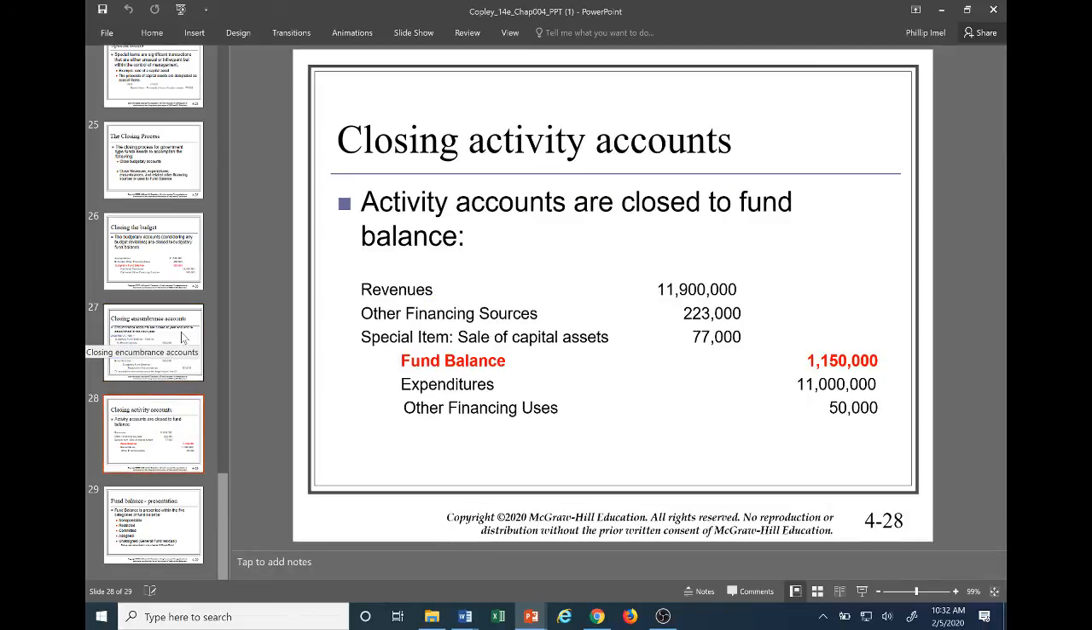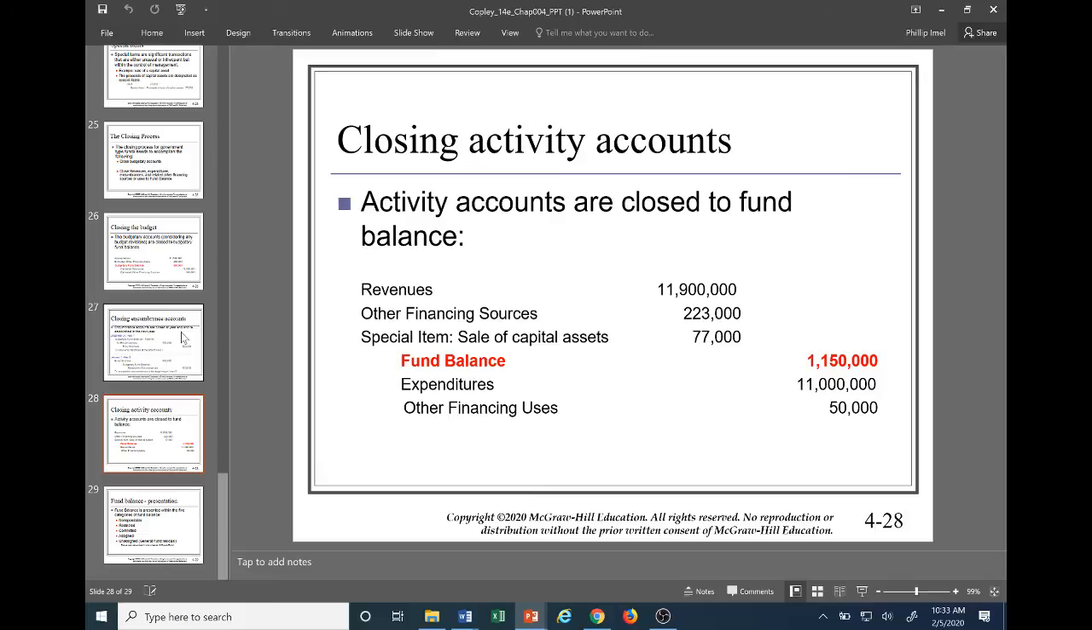So what about activity accounts? Activity accounts are also going to be closed to fund balance. Just remember, budgetary accounts and activity accounts all close to fund balance. Obviously we can see here with the numbers, we don't worry about where the numbers came from, but they're building off of other slides we've previously seen. Same thing here. We're just going to completely reverse whatever these relative accounts are.